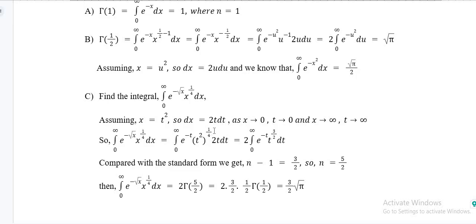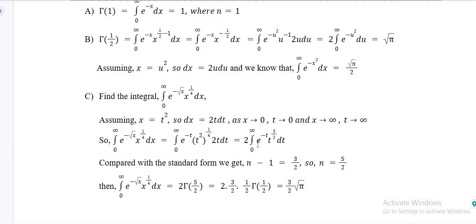So 2t dt. The limits will be the same: as x tends to 0, t also tends to 0, and as x tends to infinity, t also tends to infinity. So just replace this one. So e to the power minus of t, this is the square root of t squared, so this gives you t. And here x to the power 1 by 4, so t squared to the power 1 by 4, and dx is equal to 2t dt.